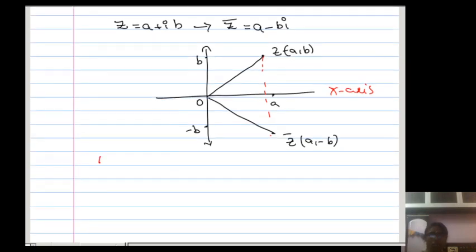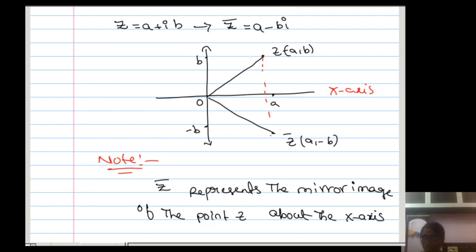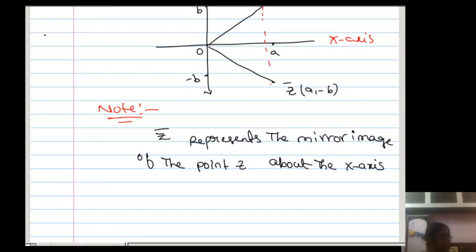So what is the note point here? From the figure, I can get one point. Write down the note point: Z bar represents the mirror image of the point Z, mirror about the x-axis.